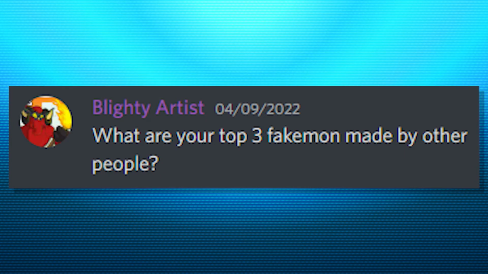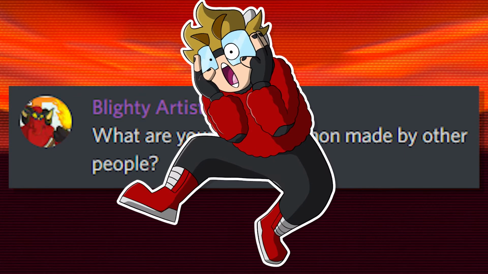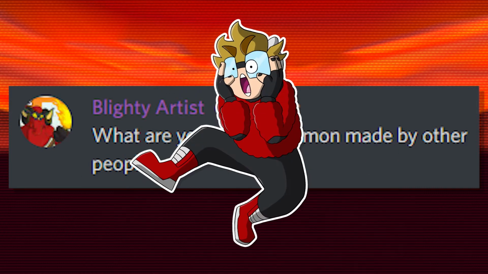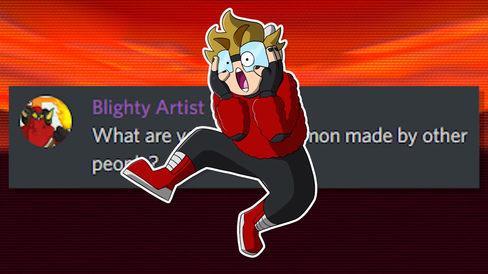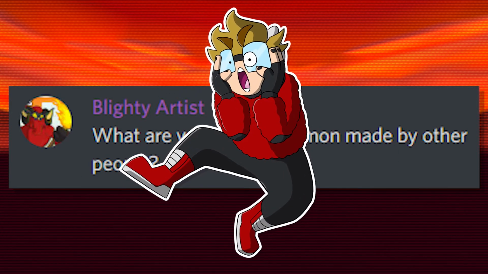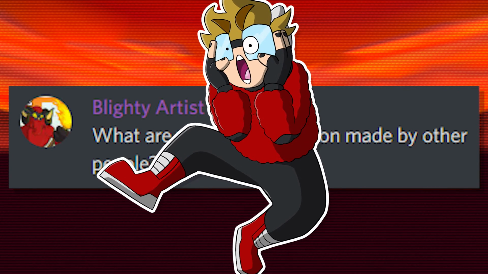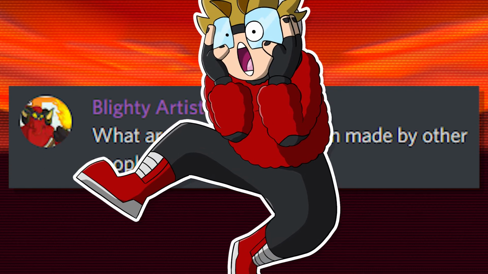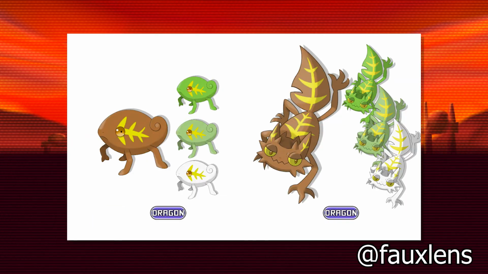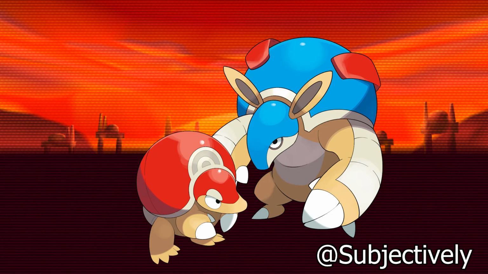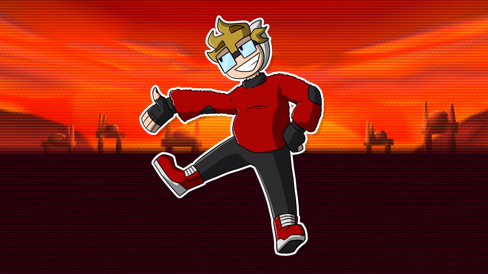What are your top 3 Fakemon made by other people? Fucking Christ, do you even know how broad a range that is? Do you know how hard it is for me to pick my top 3 official Pokemon from a list that's slightly over 900? There is no limit on Fakemon. I cannot possibly... Mirrorigus by JW Nuts, the Foliage line by Folens, and the Bolo line by Subjectively. I like Mimikmon, what can I say?